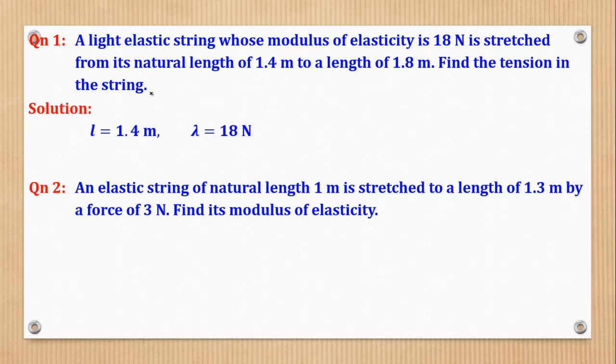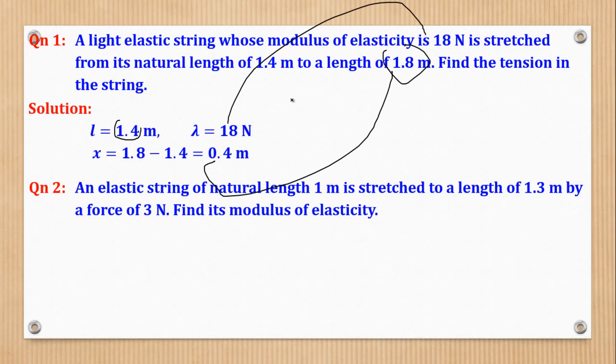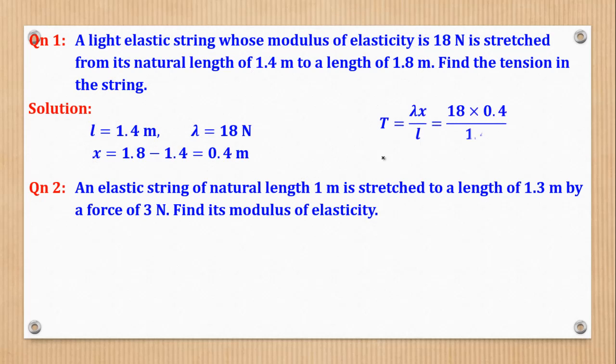So first thing we need to get is the extension. Original length, new length. The difference between the two gives you the extension. Then the modulus of elasticity there. So now that we have lambda, we have x, we have L, we can quote the formula and substitute and get the output. And that will be the tension they wanted.